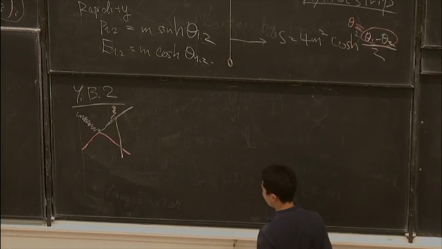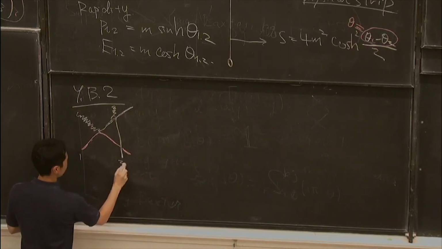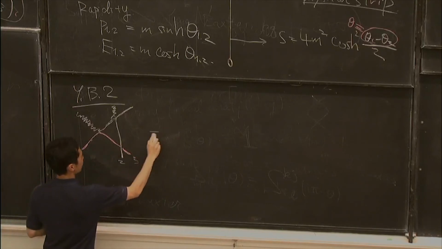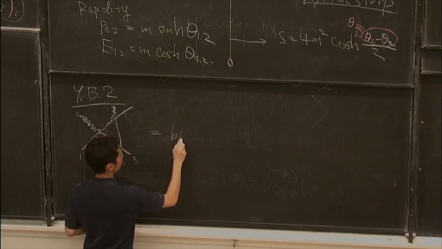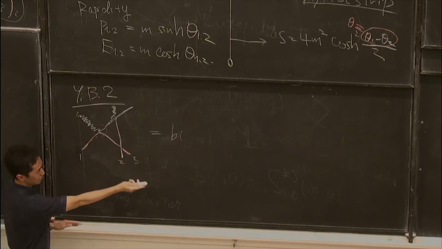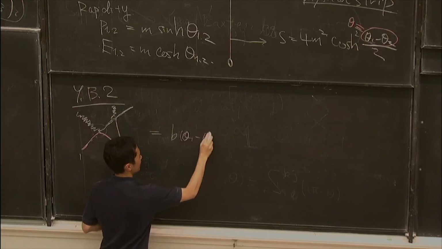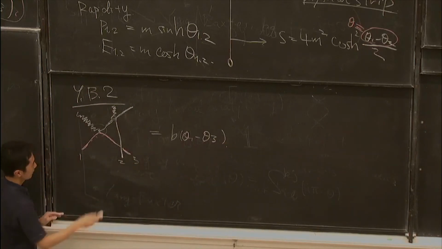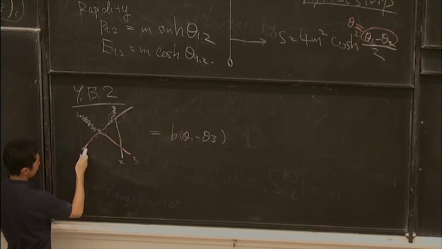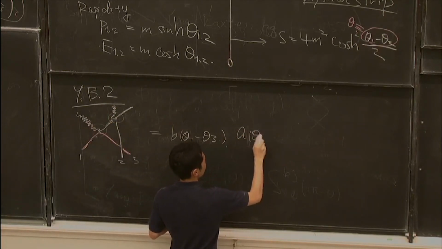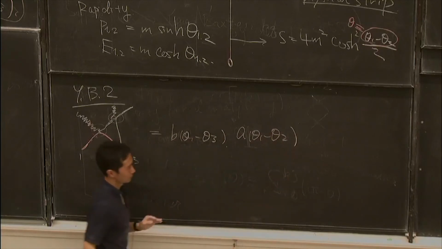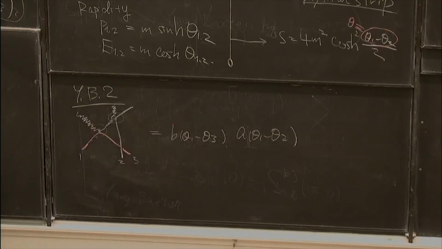Okay, so let's try to read off what the value of this is. You have a scattering of 1 and 3, but now the index structure is of the B type. So you get B of theta 1 minus theta 3. And here I get A scattering, and the scattering is between 1 and 2. And so you get this expression. This is one side of the Young-Baxter equation.